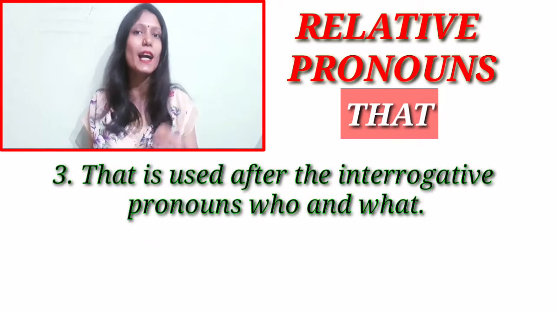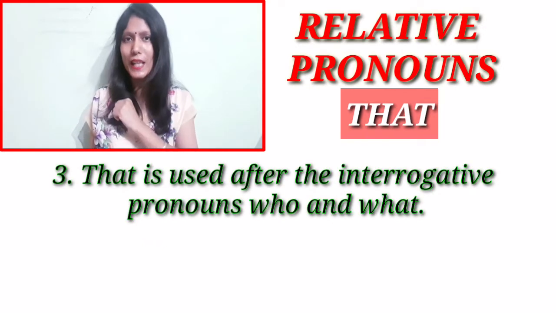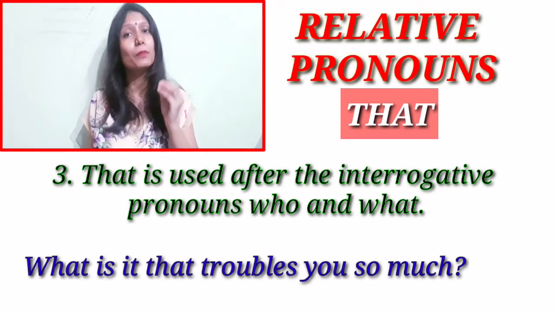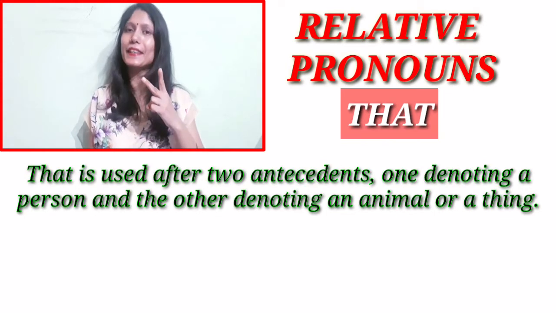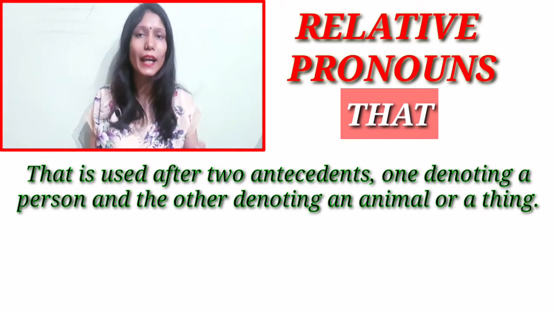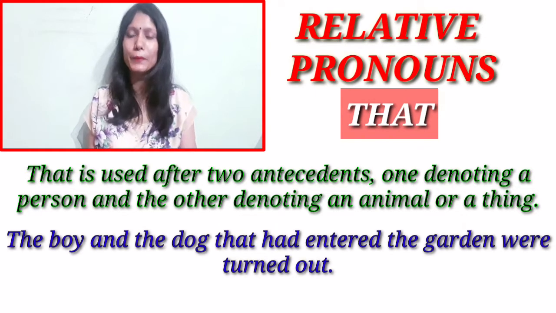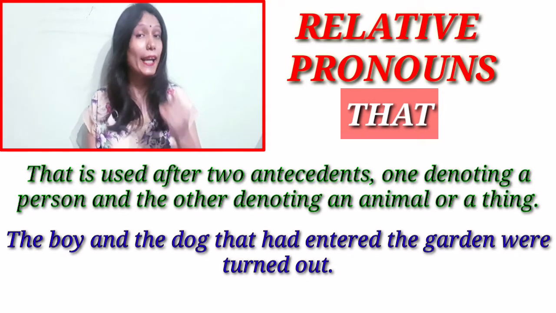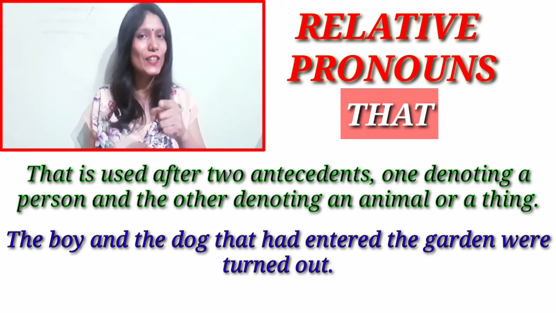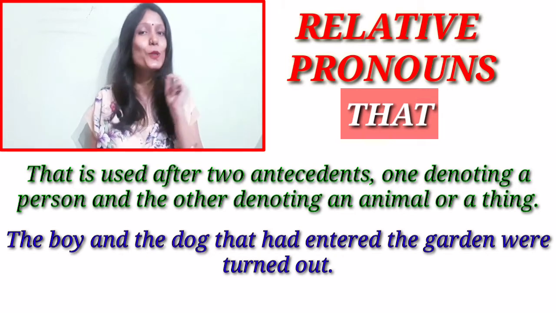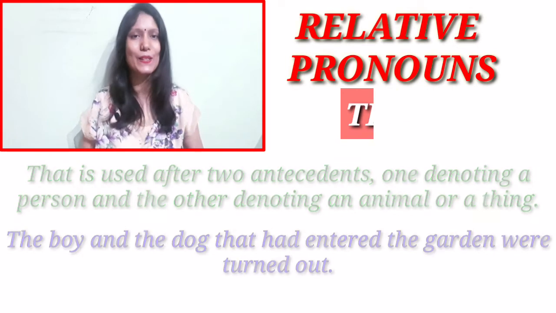It is used after the interrogative pronouns who and what. For example, what is it that troubles you so much? That is used after two antecedents, one denoting a person and the other denoting an animal or thing. For example, the boy and the dog that had entered the garden were turned out. Now it's your turn to make a sentence using that as a relative pronoun and write in comment box.